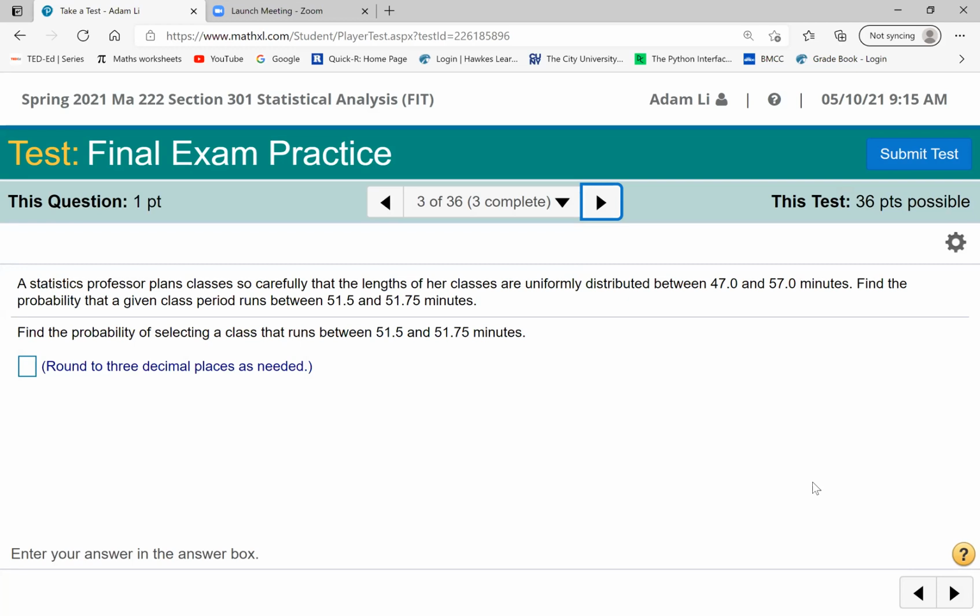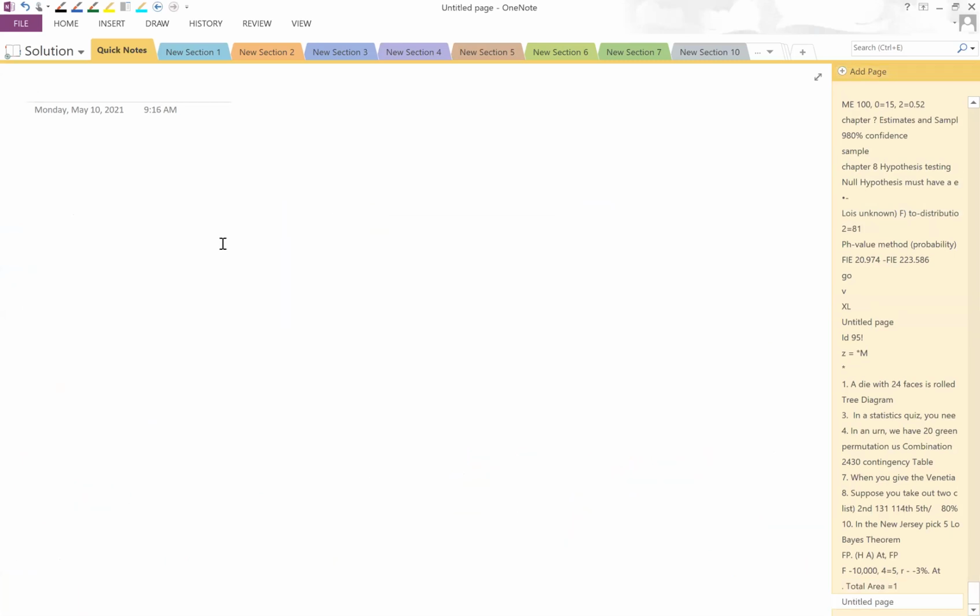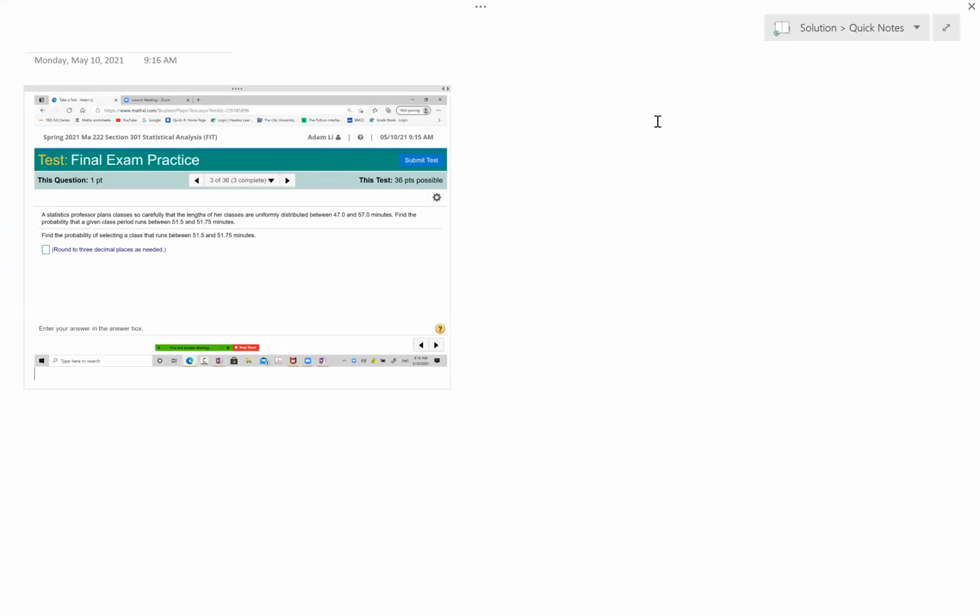Okay, next, a very similar one, right? A professor's class is uniformly distributed between 47 and 57 minutes. Find the probability that a given class runs between these two times. Okay, print screen. Let's go to the note. One more time, it's a very similar procedure. The base is also 10 here.